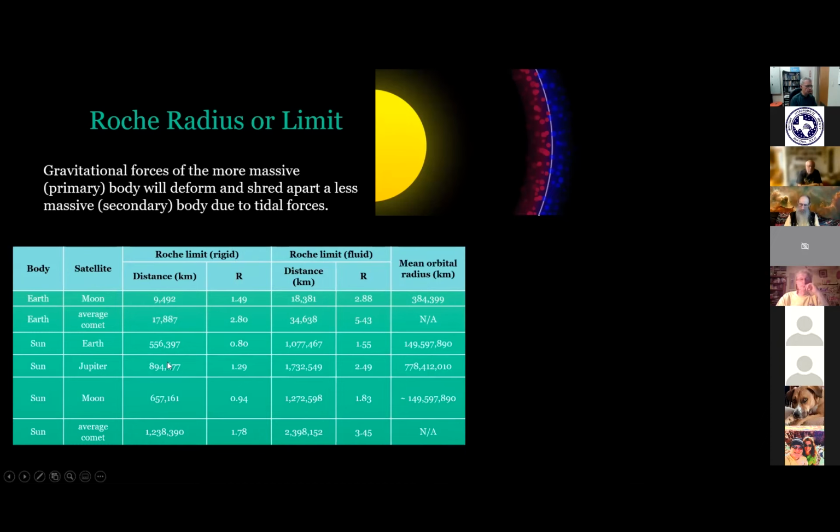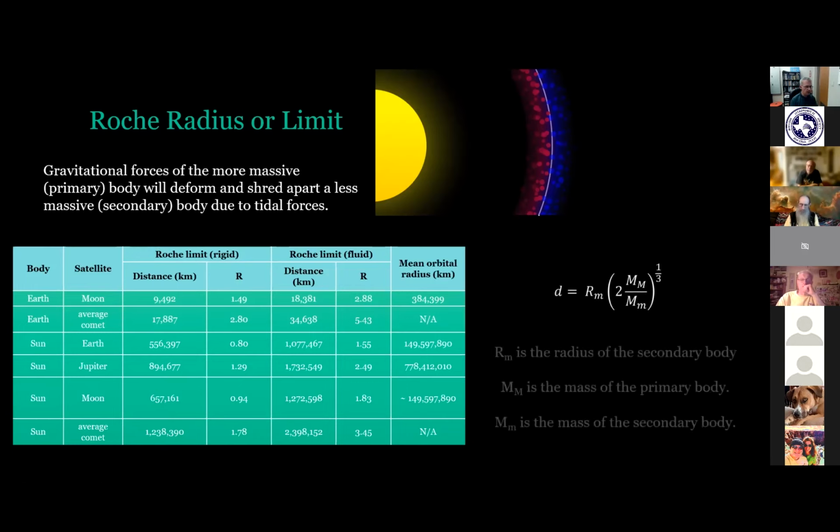If our Earth gets this close towards the sun, it will be torn to pieces. Same thing with Jupiter. Same thing with the moon if it's close to the sun. And of course, an average comet gets torn apart by the sun. It's more susceptible to the gravity of the sun itself, so it can be torn apart at a greater distance. A bigger body can be closer. Of course, if it's very, very fluid, it can also be torn apart. So it's a balance between both the rigid and the fluids.